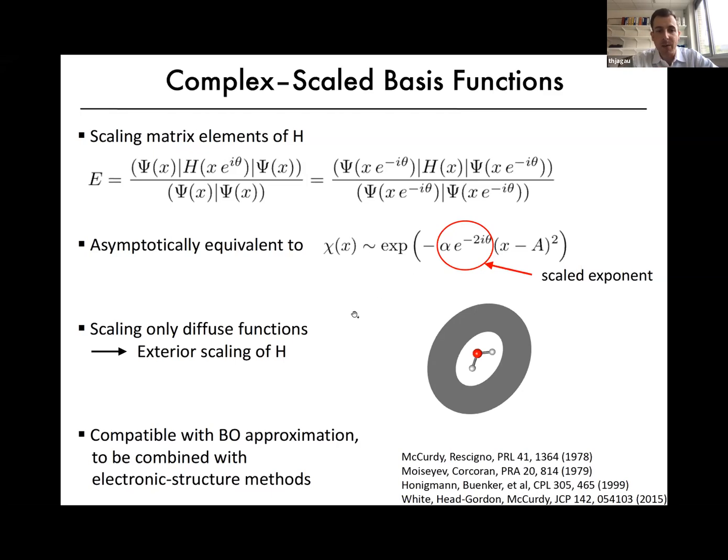And if you then combine it with the idea of exterior scaling, you get a method that is applicable to molecules within the Born-Oppenheimer approximation. And you do that by only scaling the diffuse functions. So only the functions that have a non-zero amplitude, so to say, in this gray region here, are going to be scaled. The steep functions in the middle that describe the core region are left unchanged. So this is what we want to combine with the established electronic structure methods.